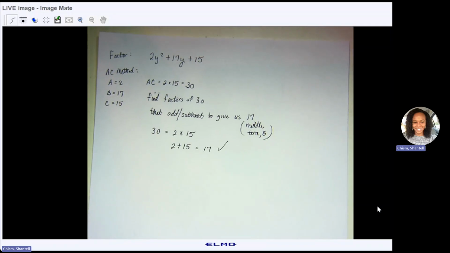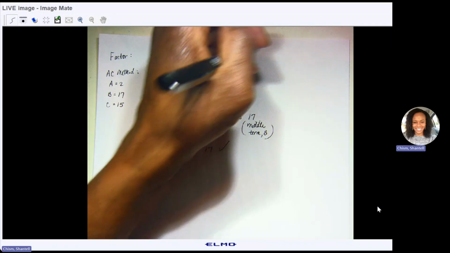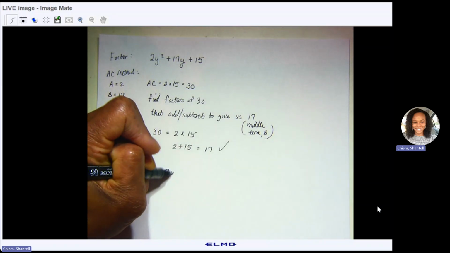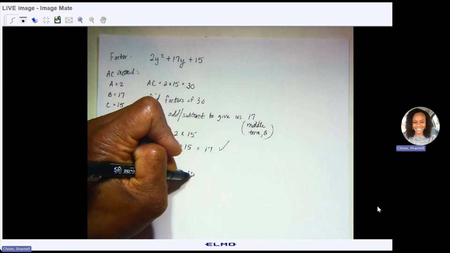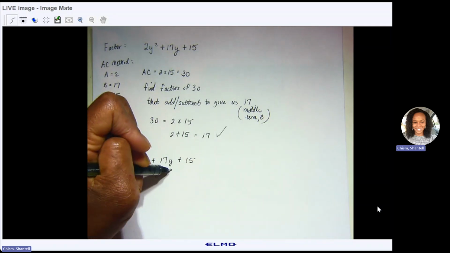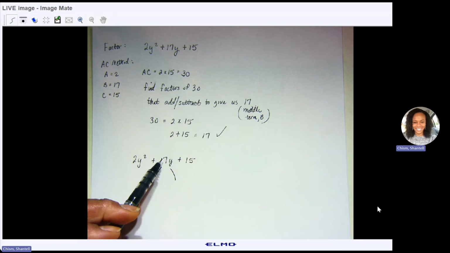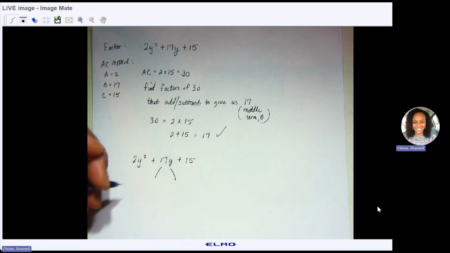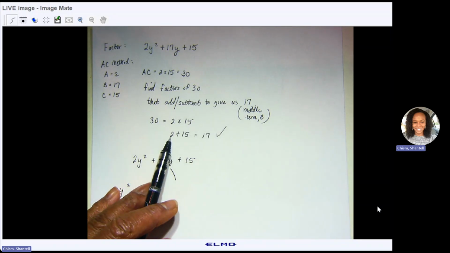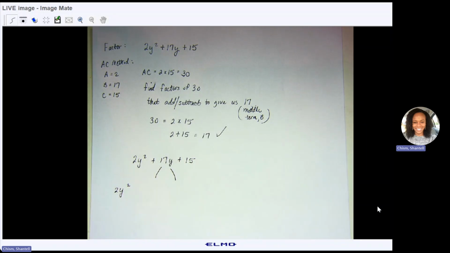So I take this 2y squared plus 17y plus 15, this original trinomial, and I'm going to rewrite it with 2 new terms in place of that middle term. So I still have the 2y squared, but instead of having 17y, I'm going to use 2y and 15y. Okay. And it's important where I place them.